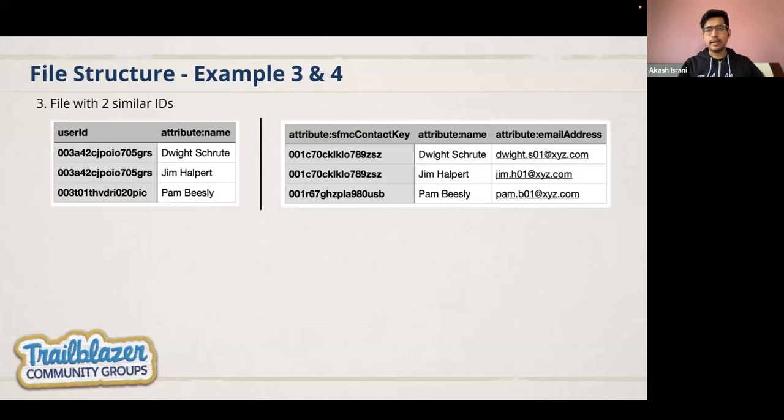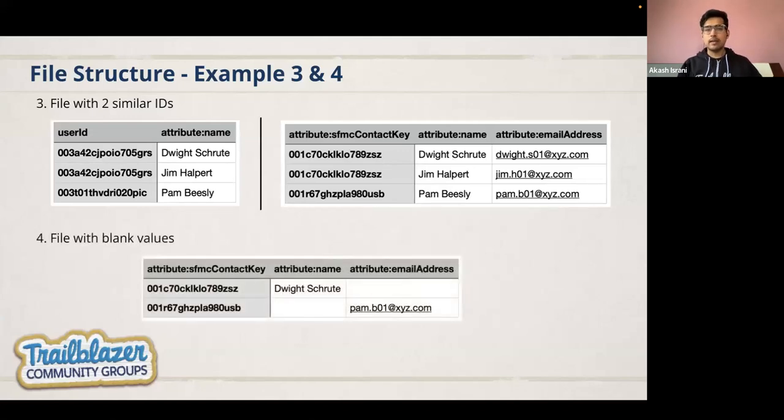Next is what happens when you have two similar IDs within the file, right? Towards the left that you see, it's without using a multiple identity system. For Dwight and Jim, we have two similar IDs. In this case, it will just take the latest second record and completely ignore the first record, okay? So the end result would be that Jim and Pam will be created as user profiles, but Dwight will not, okay? So if you have multiple user IDs, it will just use one of them, it won't create two separate user profiles for it, okay? Now, towards the right that you see, we have SFMC contact key, right? Again, for Dwight and Jim, we have the same IDs, but in this case as well, the resulting user profiles will be Jim and Pam, okay? Dwight, we won't get that user profile in personalization, okay?